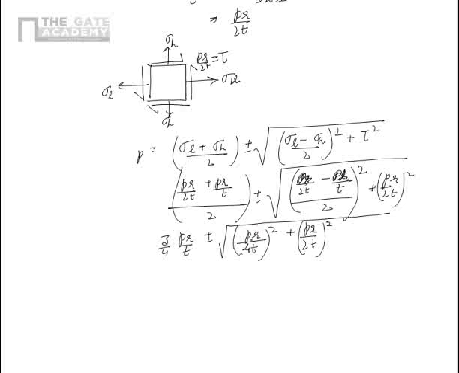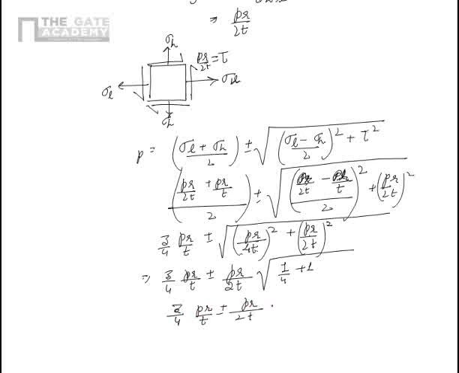I can take out PR upon 2T from these two terms. So the whole thing becomes 3 by 4 PR upon T plus minus PR upon 2T square root of (1 upon 2 square, which is 1 upon 4, plus 1). So this becomes 3 by 4 PR upon T plus minus PR upon 2T square root of 5 by 4. So the final value is (3 plus square root of 5) by 4 PR upon T. That's the maximum principal stress in the pressure vessel.